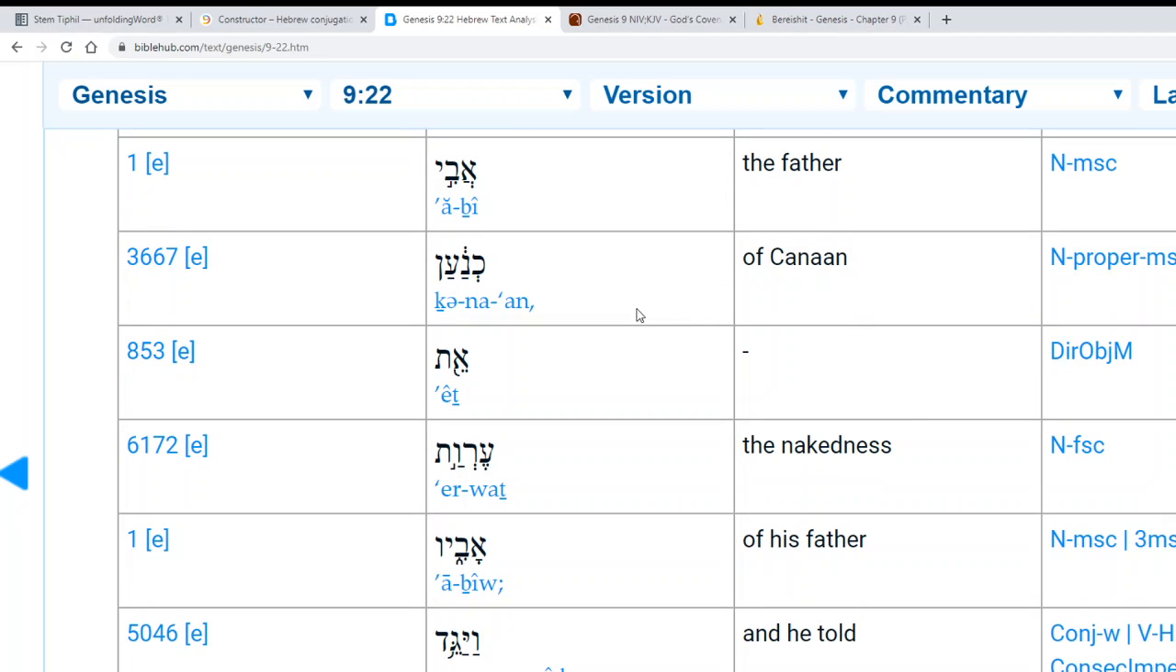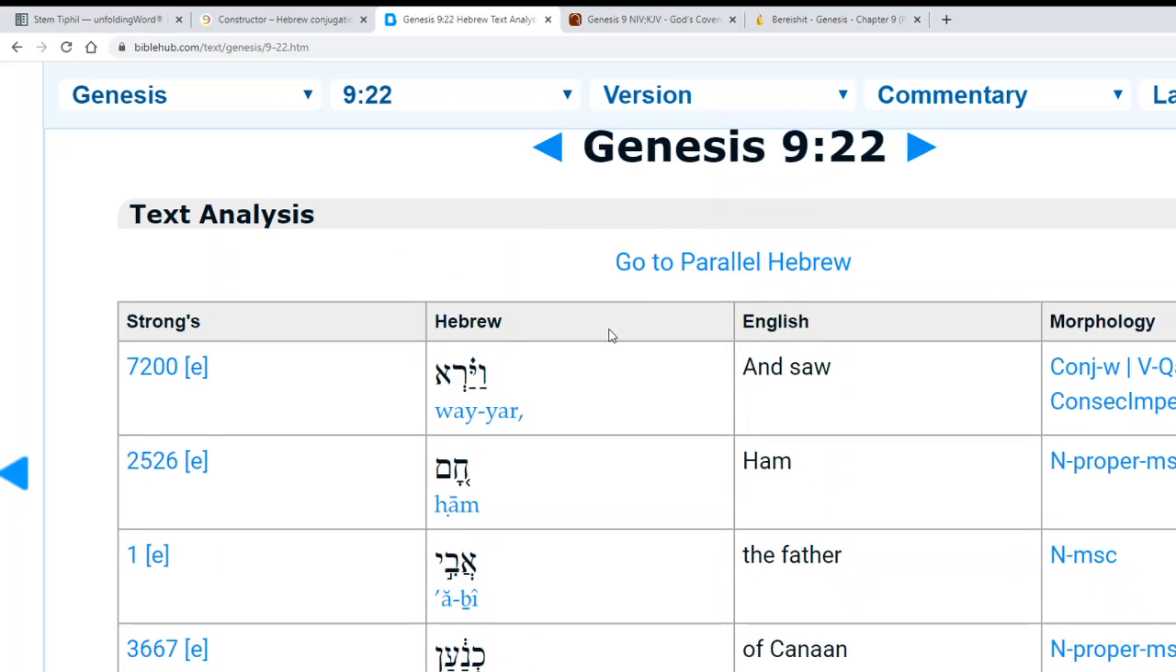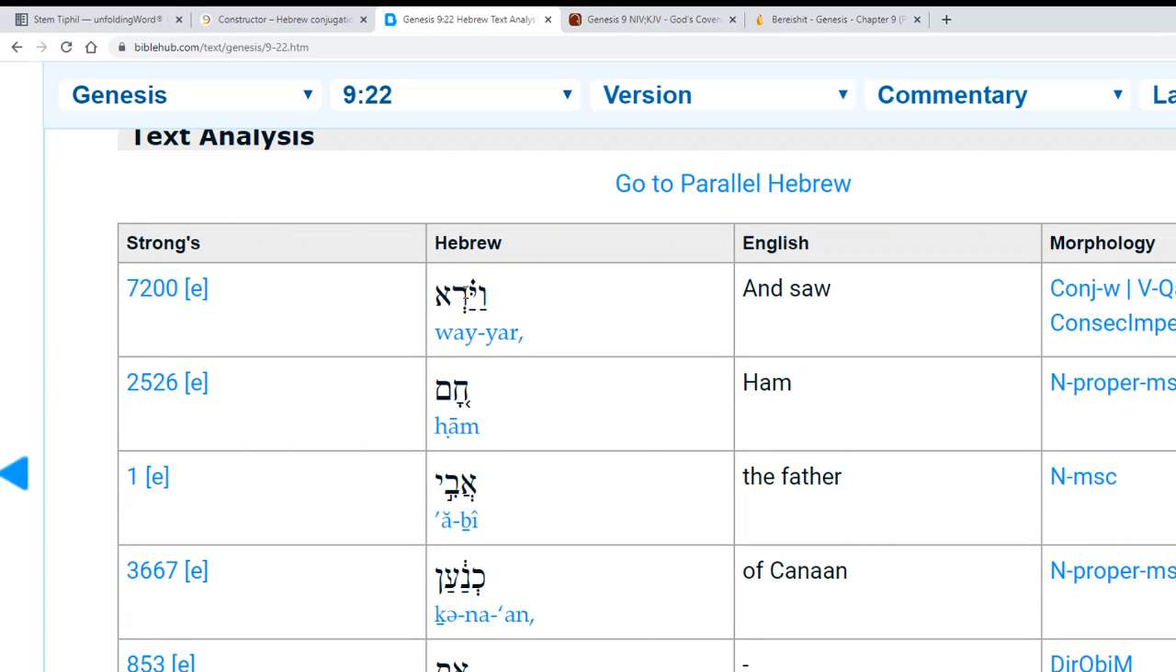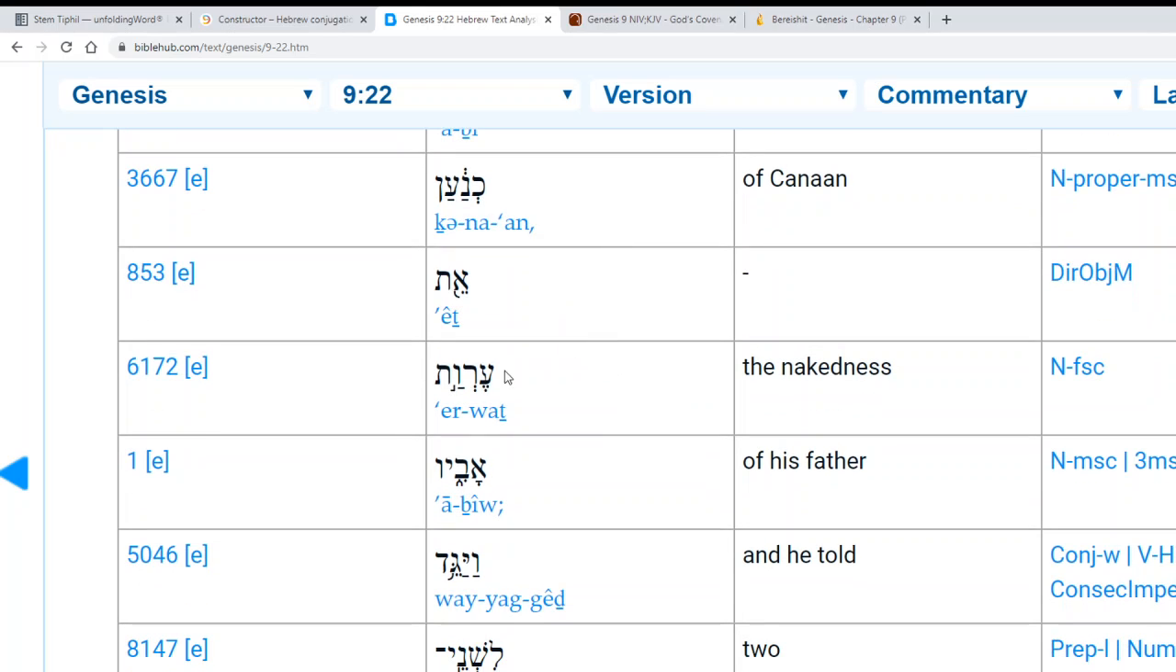Vayarcham avi Hanan et ervat aviv vayaged lishnei achav bachutz. Okay, so conjunctive vav. The root here is resh aleph hey, to see. It's in the imperfect, and the vav switches it to the perfect, the completed. So, and saw. The hey at the end absconds. Cham, avi Hanan, the father of Hanan, we discussed that recently. Et, the direct object marker. Ervat, so we had erva before, but here it is in the construct. That's why the hey turns into a tav. Ervat aviv, the nakedness of his father. Erva is nakedness, and aviv is his father.